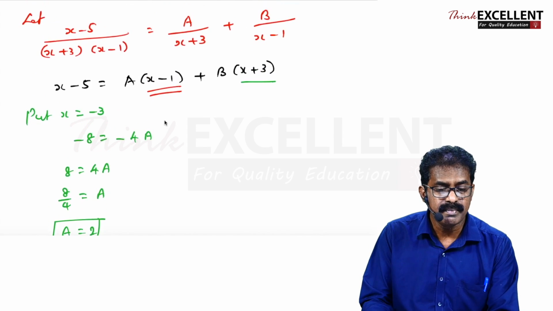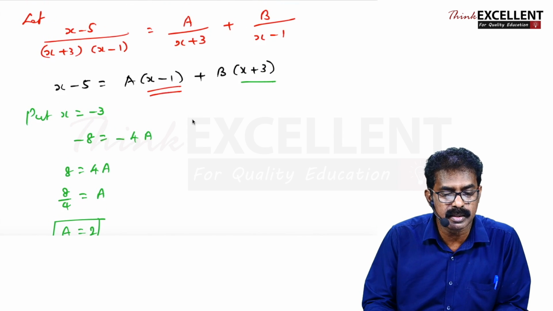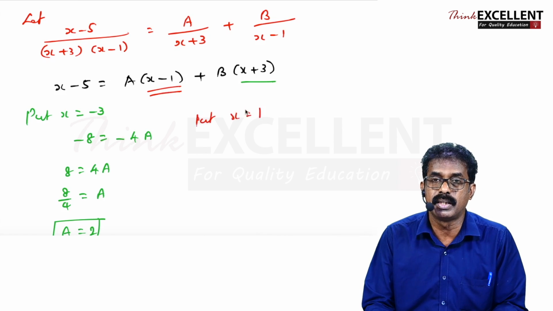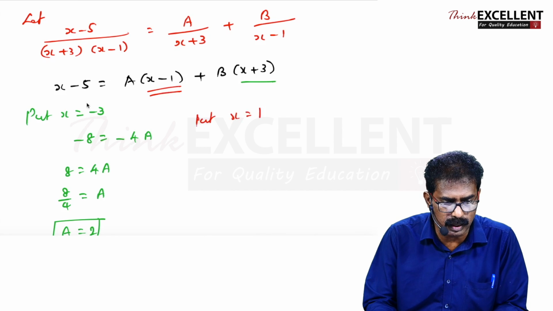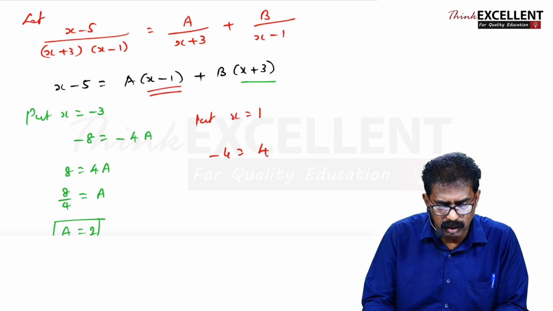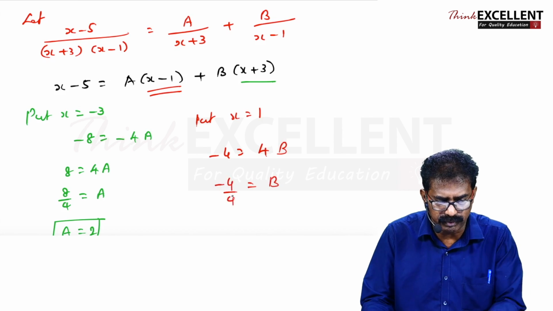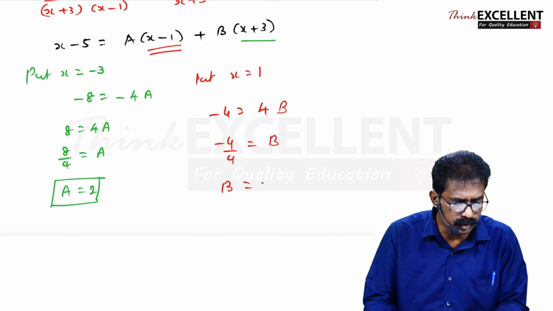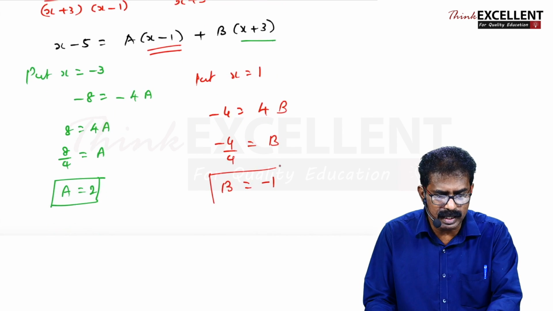To get b value, you make this part 0. So put x equal to 1. When you put x equal to 1, 1 minus 5, it is minus 4. So this part will be 0. When you give 1, 3 plus 1 is 4. 4b, or you say b equal to minus 4 by 4. You are getting b is equal to minus 1. So both the values you got it.